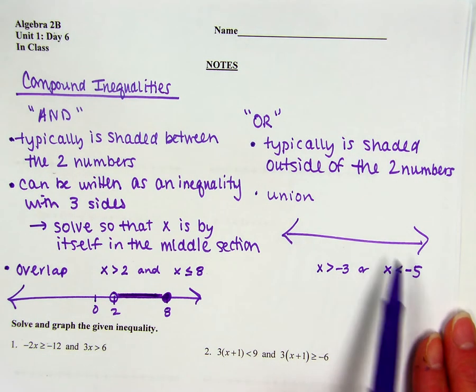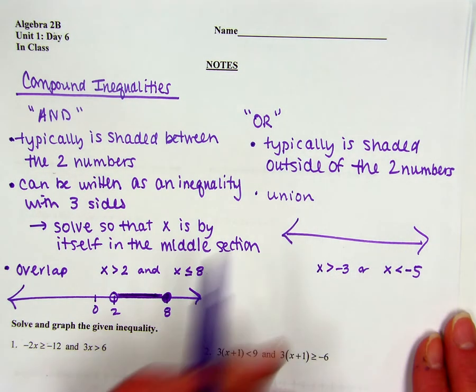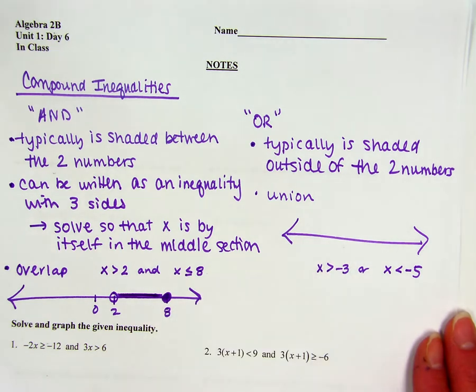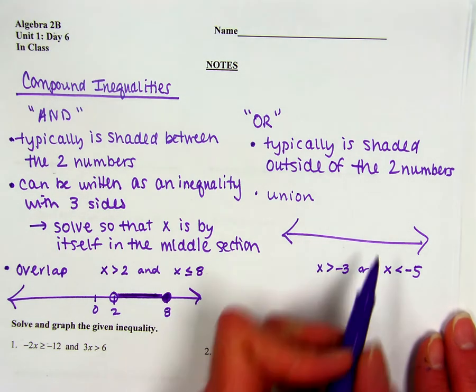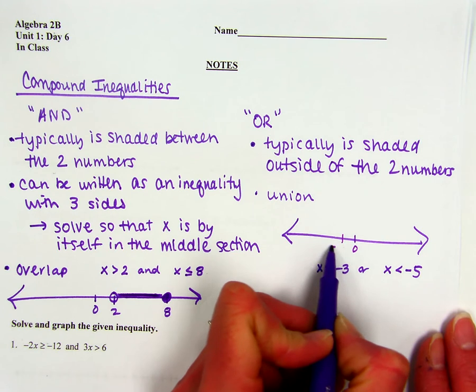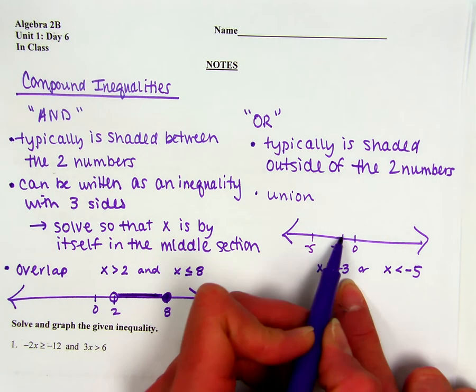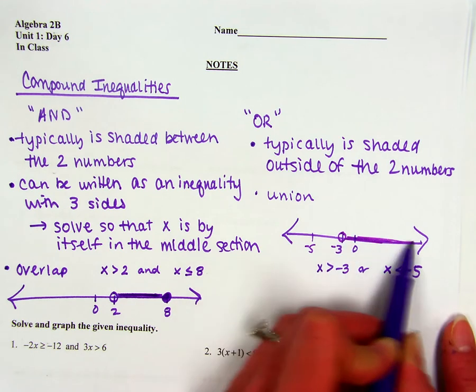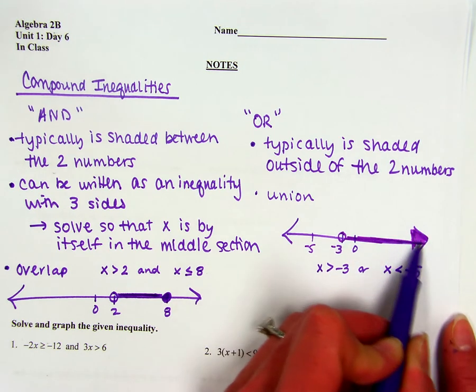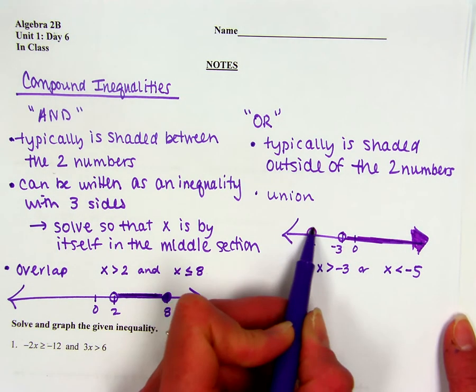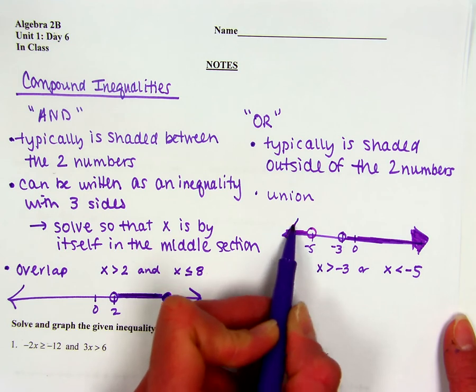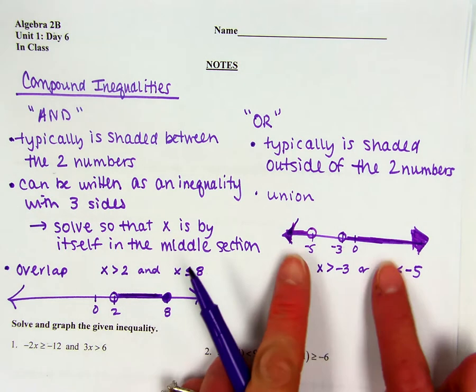The union or the or situation is we want to know it can be in either this section or this section. So if we find 0, here's -3, here's -5. Right? I can have any number that's greater than -3, which is this section, or any number that is less than -5, which is this section. So we have two sections.